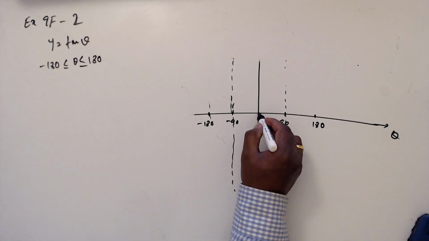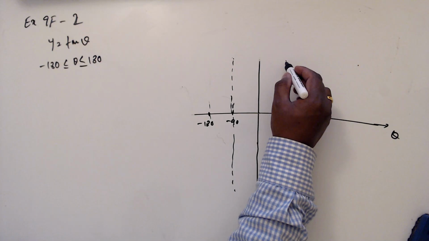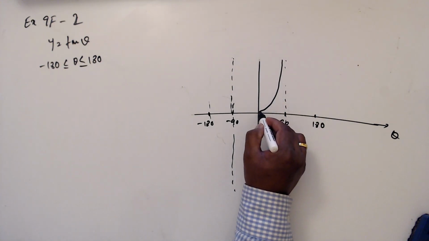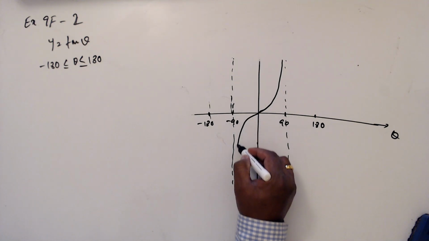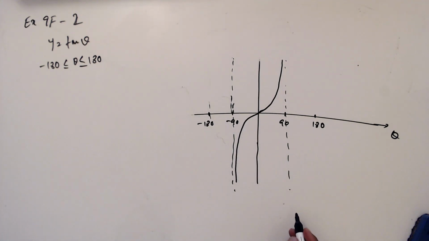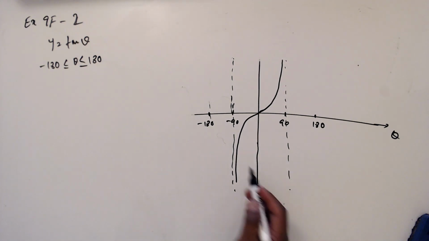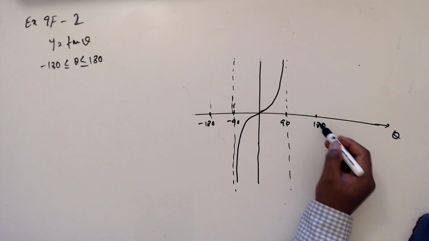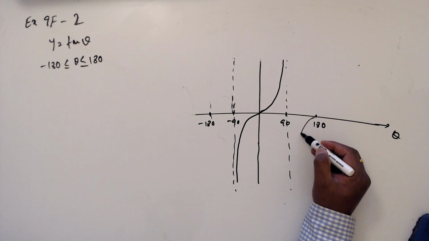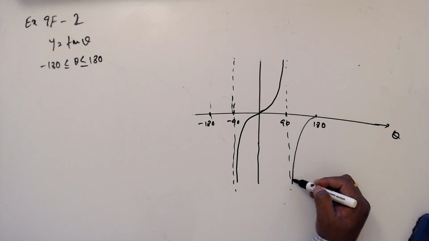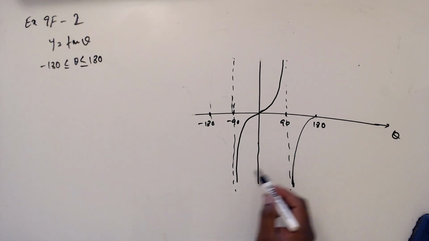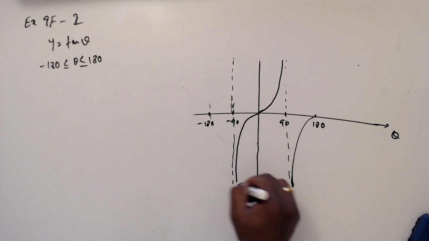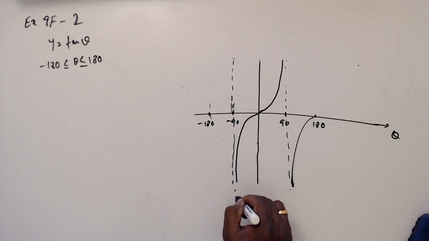Tan 0 is also 0. So this is the shape. And from here to here, this is the shape. So this minus 90 will touch this curve at infinity.